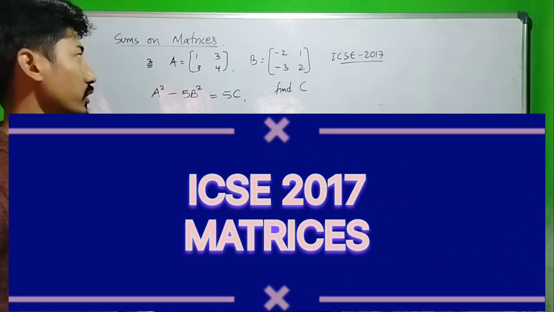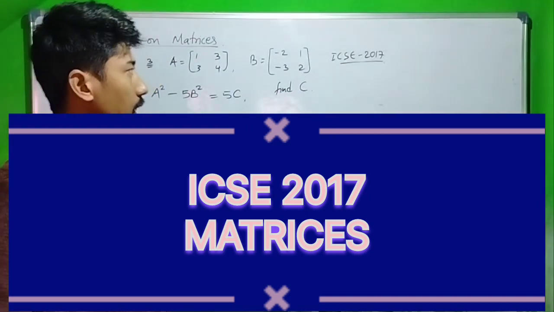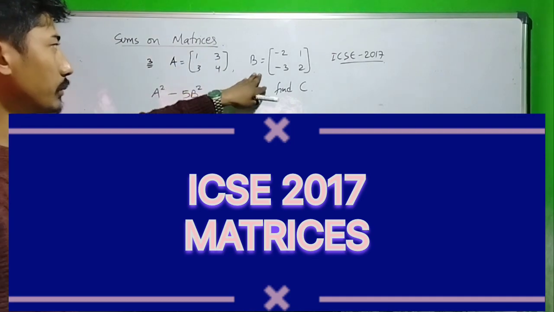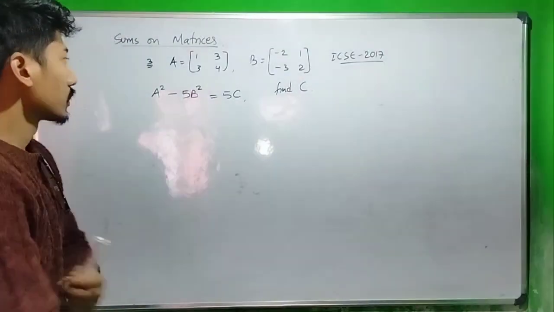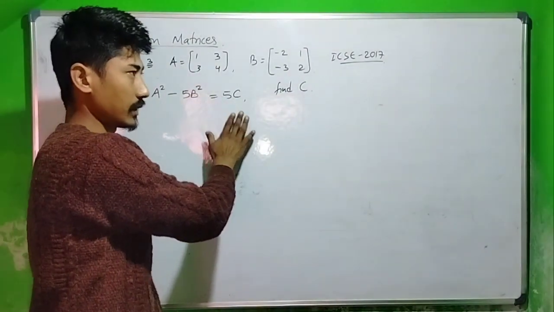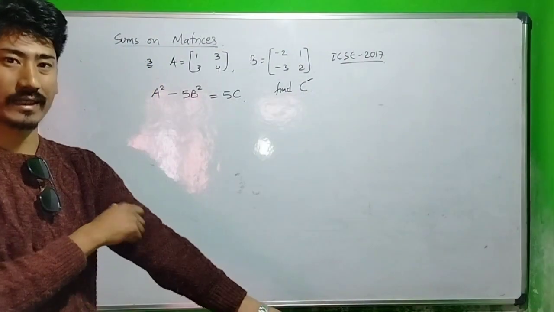Okay, I've got one more question for you, which came in ICSE 2017. The question is A equals 1, 3, 3, 4 and B equals -2, 1, -3 and 2. So what is the question? A square minus 5B square equals 5C. We have to find the value of C. Okay, we have to find matrix C.